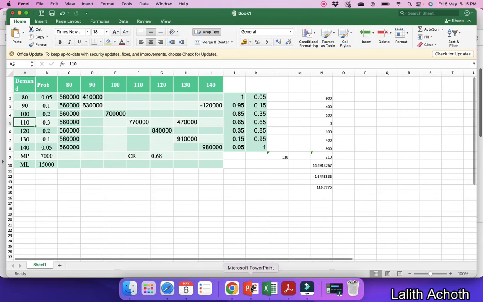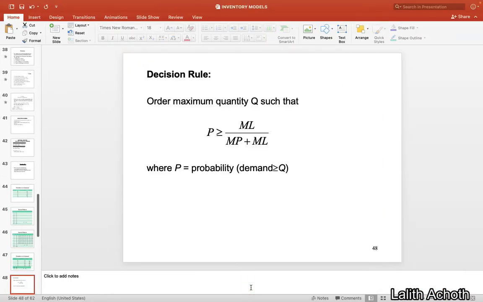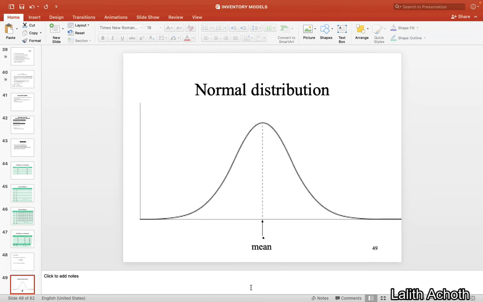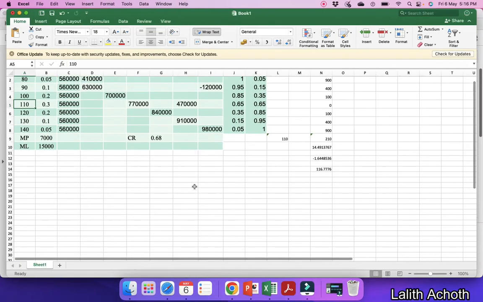Now alternatively, you may have a distribution. It may not be as simple as this. So this is how you calculate it. ML divided by MP plus ML, which is called the decision rule: order the minimum quantity such that the probability of demand is greater than or equal to this. Okay. Now just assume that you have a distribution. The mean demand has been estimated by you as 110. I'll show you how that mean is estimated. Let's go there and get an estimate of the mean.